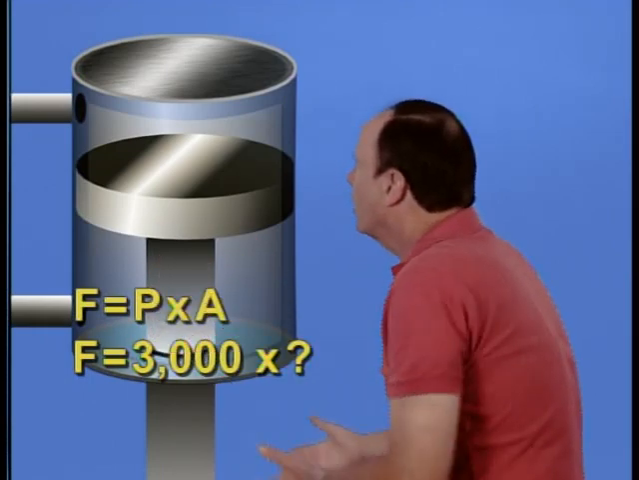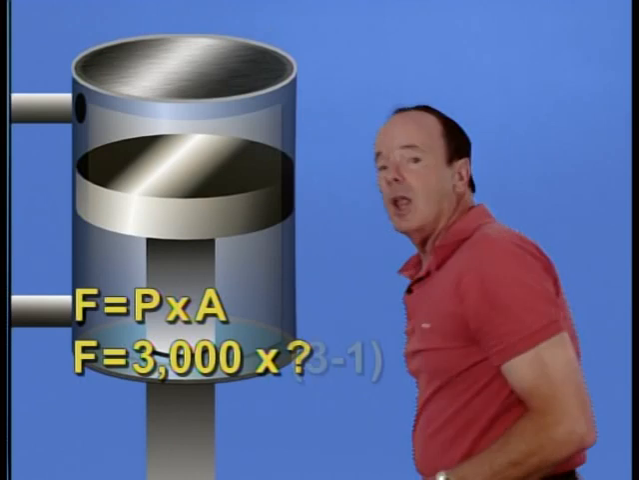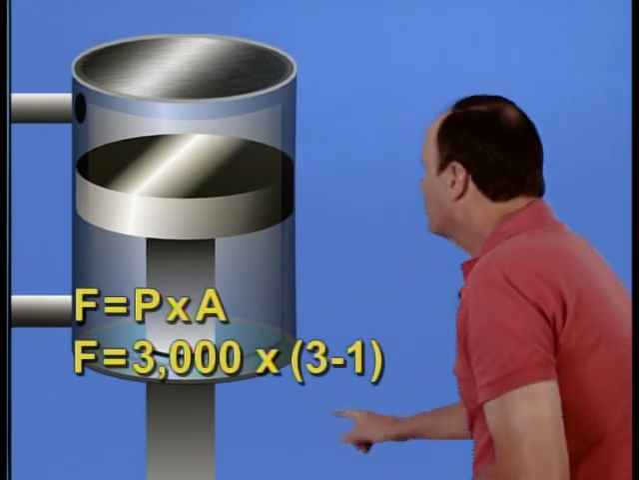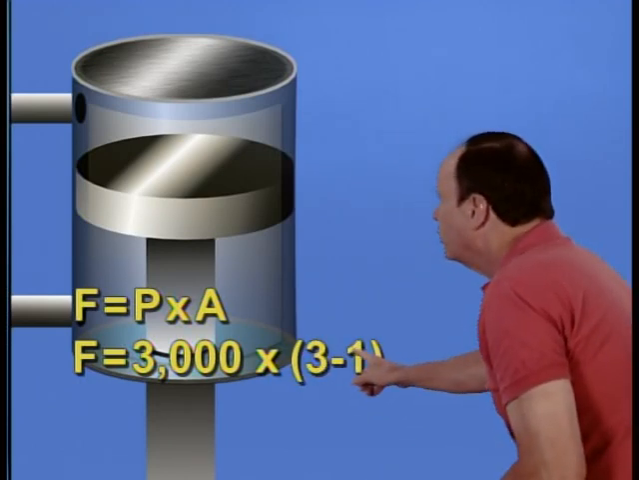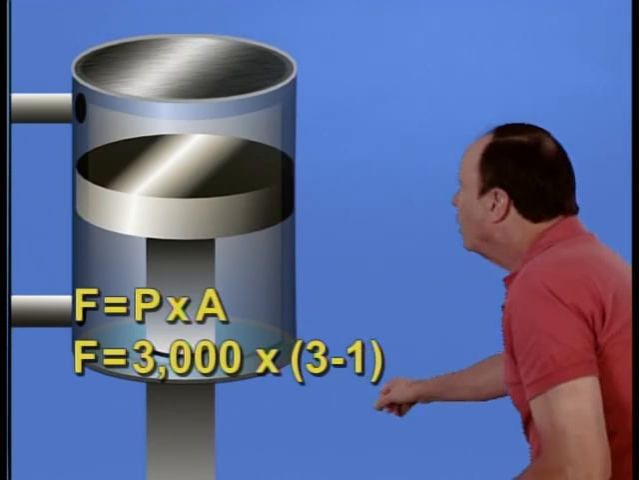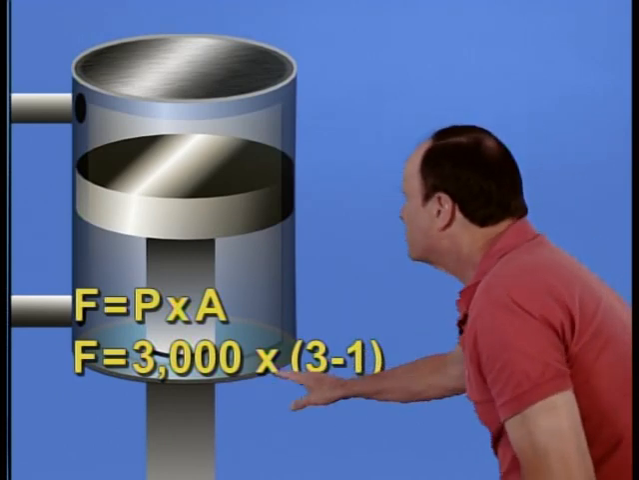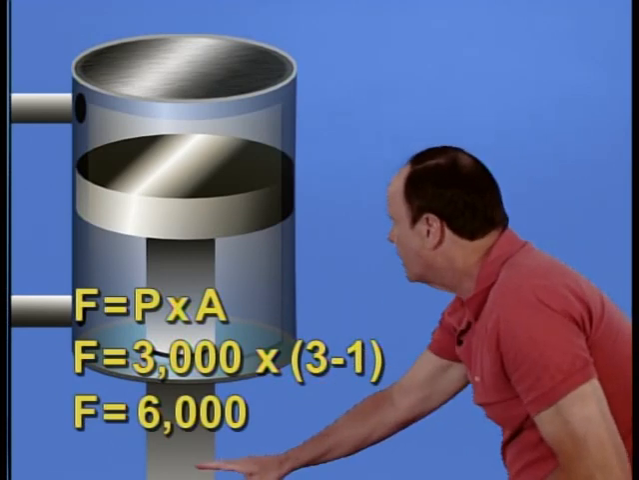So what's the area pushing on this piston upward? And the answer is 3 minus the 1, or 2 square inches. So now you have 3,000 times 2 for a force of 6,000 pounds.